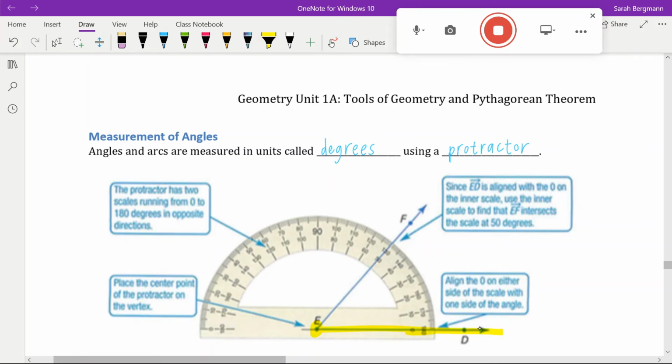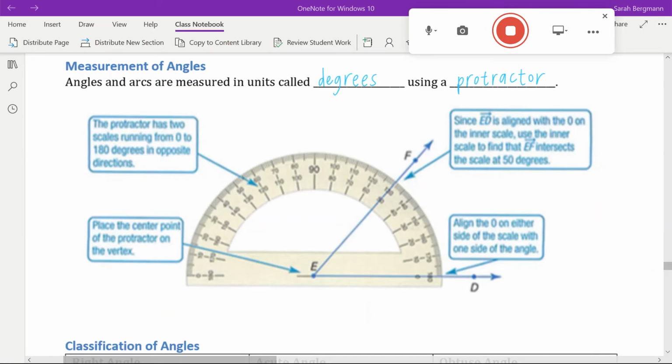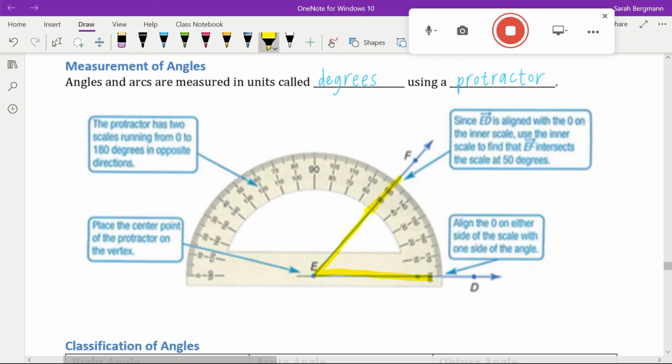Next, you'll look at the other side of the angle, and you'll see which number it lines up with. Notice that the protractor has 2 scales. It goes 0 to 180, and it also goes 180 to 0. So you have to know whether this angle is 50 degrees or 130 degrees. Obviously, this is a smaller angle, which we will learn the classification of in a minute. So this one is not 130 degrees. This one is 50 degrees.